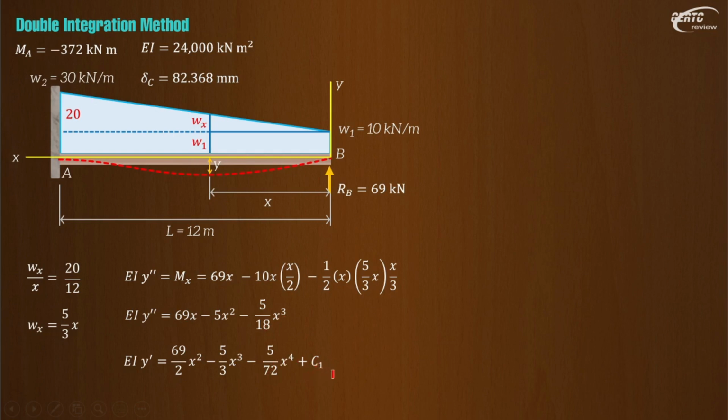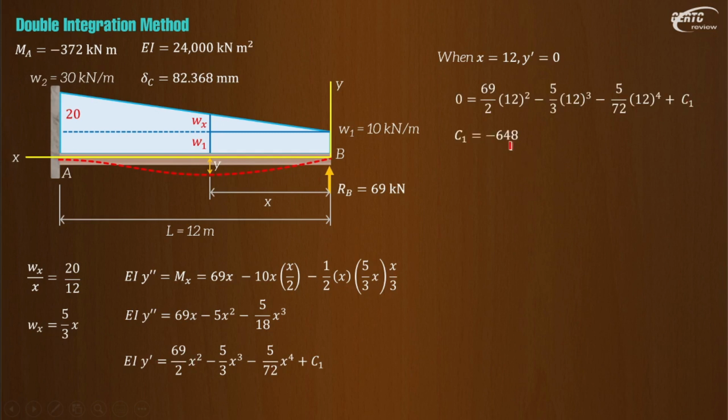Constant of integration. Now, can we solve now the C1 at this point? Yes, we can, because we know a point in the beam where y prime is 0, and that is at A. Meaning when x is equal to L, which is 12, your y prime is 0. So knowing that y prime is 0 and x is 12, you can solve for the value of C. Just check on its value, it will be negative 648. So therefore, we already have the equation for the slope. This is now the equation for the slope.